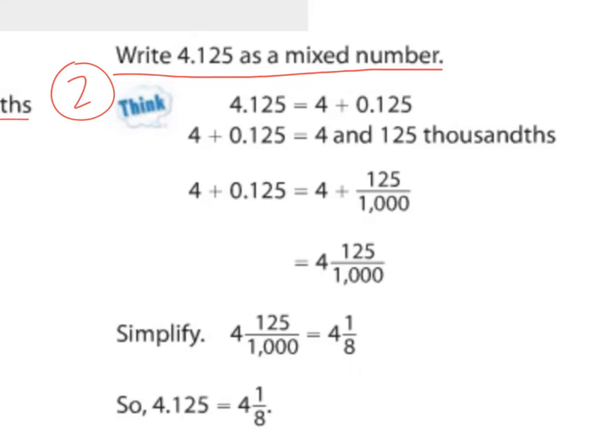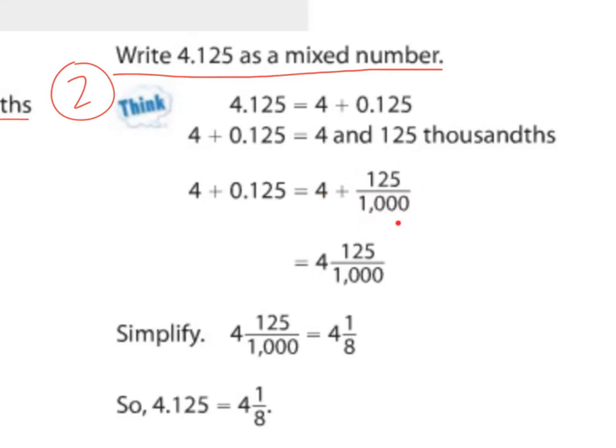So I'm thinking how to read that. That's 4 plus 0.125, and that's the same as 4 and 125 thousandths. This is in the thousandths spot, so we read thousandths. So 4 plus 125 thousandths equals 4 plus 125 divided by 1,000. And so that's our first way to get it into the mixed number.